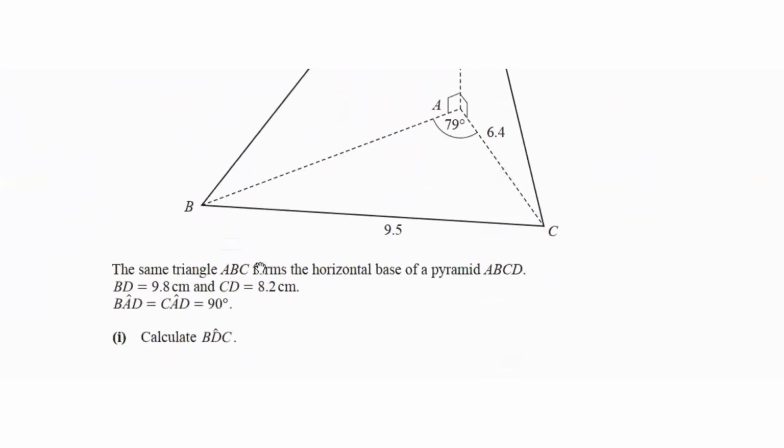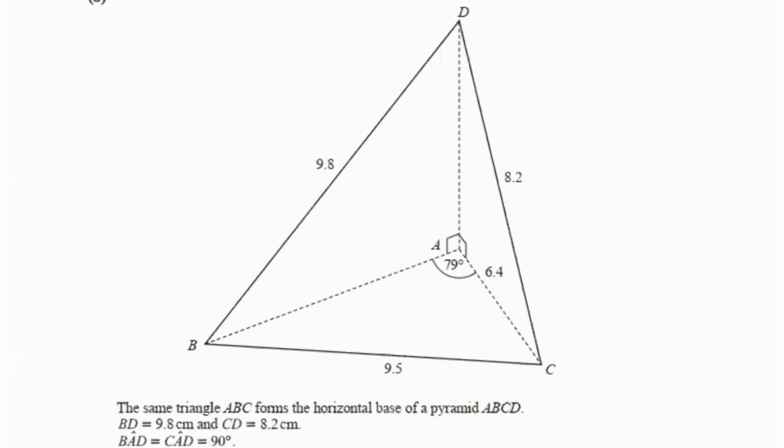Part B says the same triangle ABC forms the horizontal base of a pyramid ABCD. BD is 9.8, CD is 8.2, angle BAD equals angle CAD, which is 90 degrees. Calculate the angle BDC. So in order to find this, I'm going to first highlight the triangle. If you look at the triangle BDC, they're asking us to find this angle, angle D.